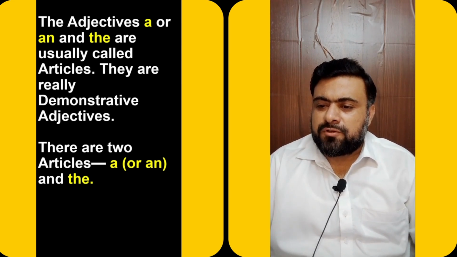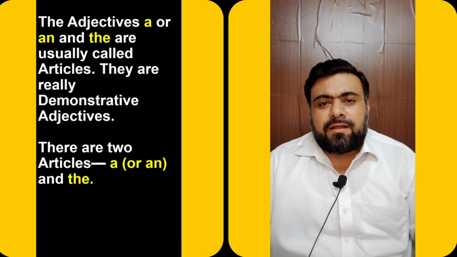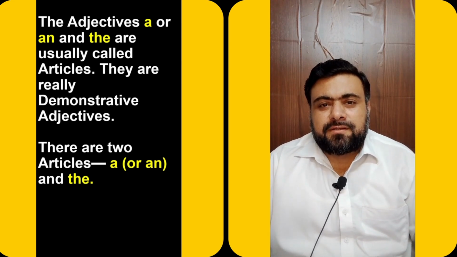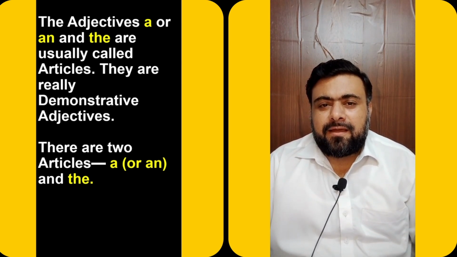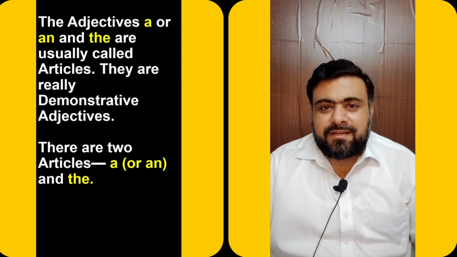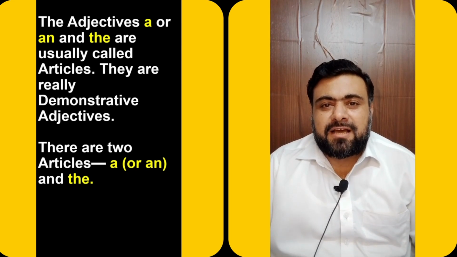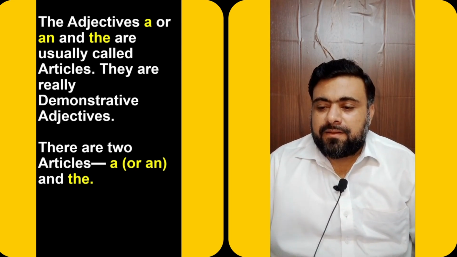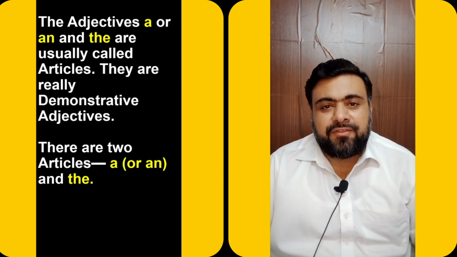They are really demonstrative adjectives. The articles, that is a and the, they are adjectives and they are demonstrative adjectives. What is a demonstrative adjective? A demonstrative adjective is that adjective that demonstrates a noun. There are two articles, a or an and the.